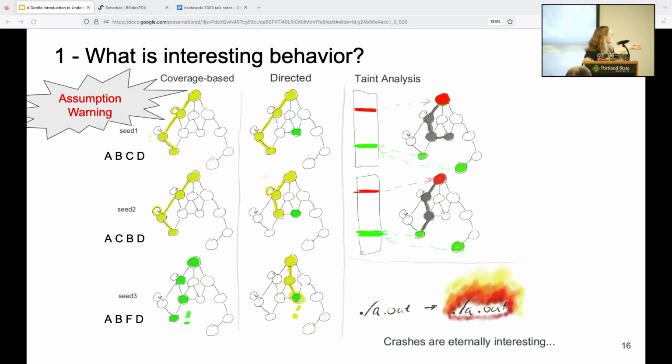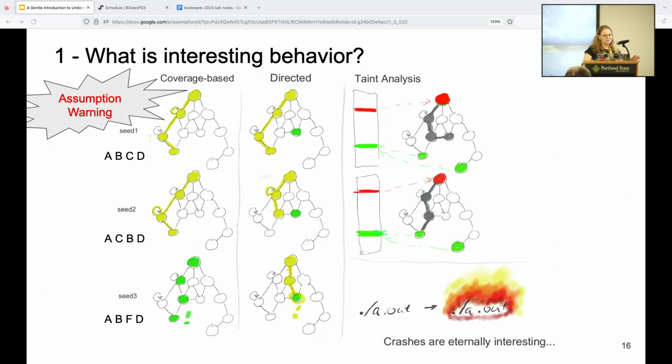Any new path is good for coverage-based, but in directed, we are looking for a way to a particular point. And then taint analysis is a little bit of an older idea. We get that from, I think, the 70s. In that case, you're looking to trace a path between input, in this case colored red, to something special like a secret, and anything that gets you there is good.